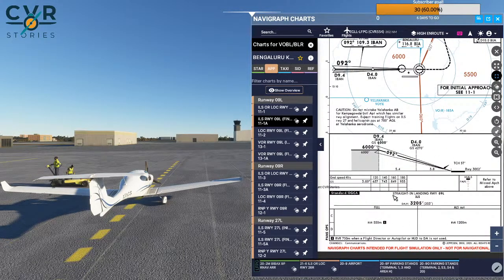After this, let's come down over here. Straight in landing for runway 09 left. Again, this tells you your DA and your DH, your decision altitude and your decision height. We've already cross-checked that. This is just a reminder for you. And we come down and this tells you your visibility requirements for landing.